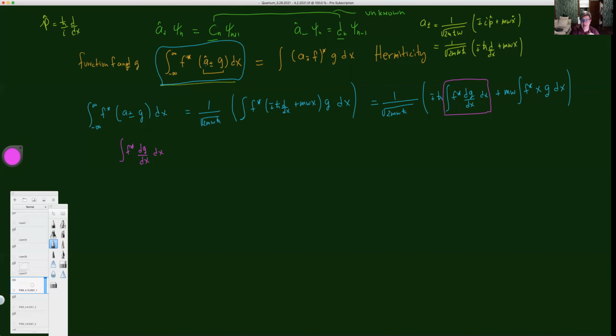All right, now it's acting on g, but what I'd like is for it to act on f instead, right? That's what I want. So for just this one little piece, I would like this derivative to act on the f star instead of the g. Well, there's a great way to do that, remember? It's integration by parts.